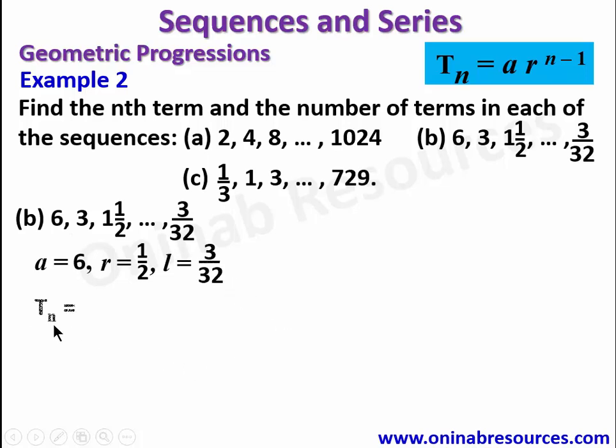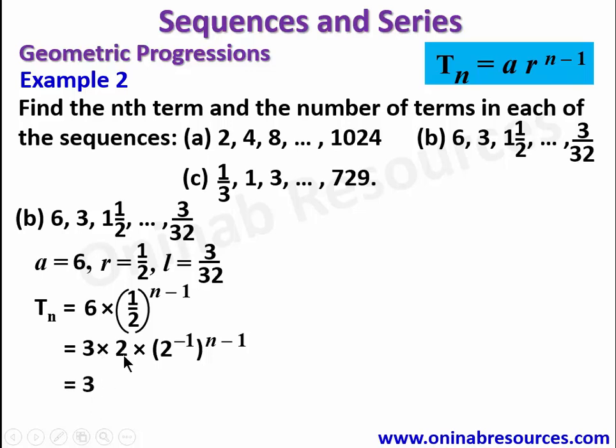So our Tn is r raised to power n minus 1. Our a is 6 times half raised to power n minus 1. We can express this 6 as 3 times 2, where we are only interested in the 2. So we have it as 3 times 2, then times 2 raised to power negative 1 raised to power n minus 1. We might not be interested in expressing 3 as index form, so we keep that one, and 2 is 2 raised to power 1 times 2 raised to power negative n plus 1.